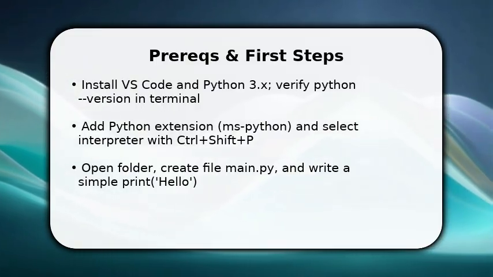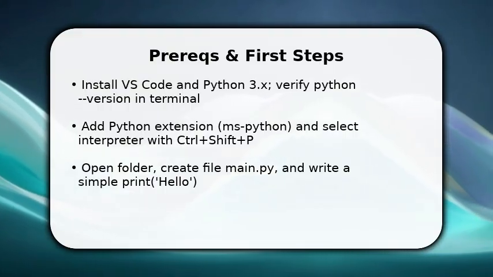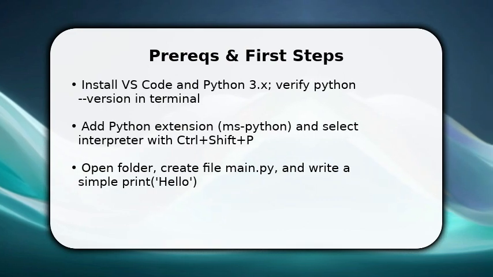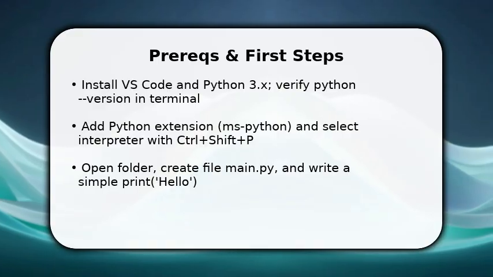Next, open a project folder, create main.py and add print hello. You're set to run. Move to execution and configuration steps. Now execute and configure how output appears.